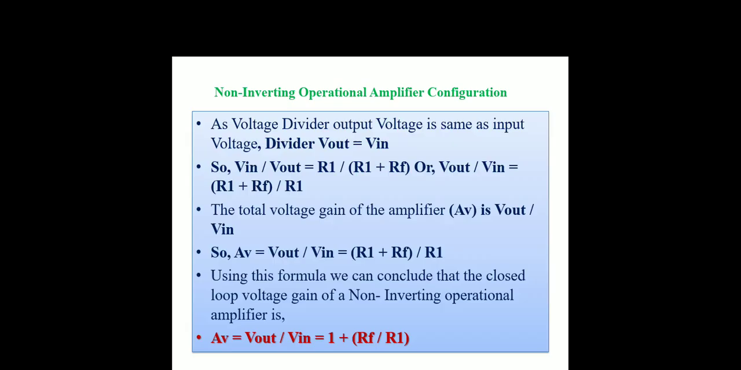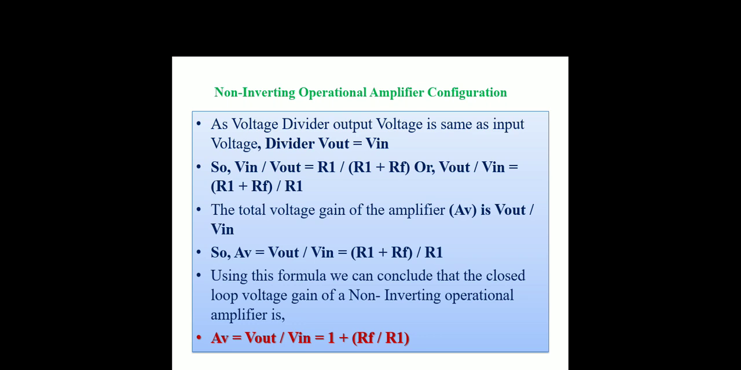Therefore, the equation becomes Vin upon Vout is equal to R1 upon R1 plus RF. And if we interchange the denominator and numerator, we get Vout upon Vin is equal to R1 plus RF divided by R1. Simply take the reciprocal of the equation.